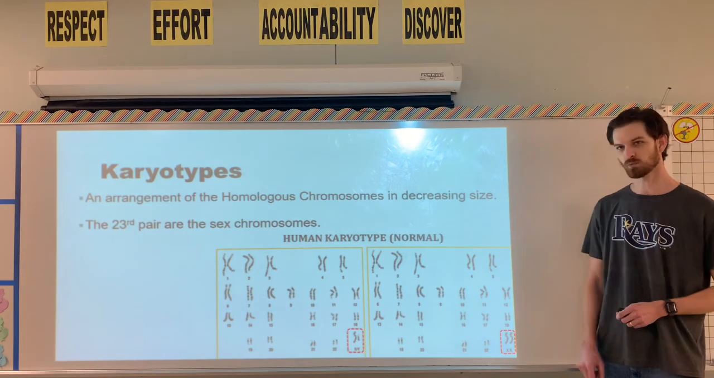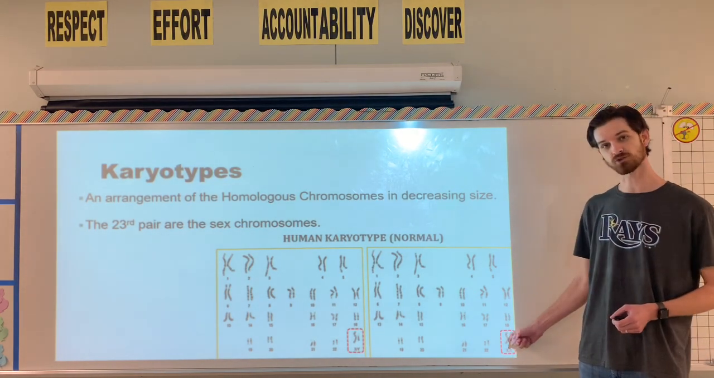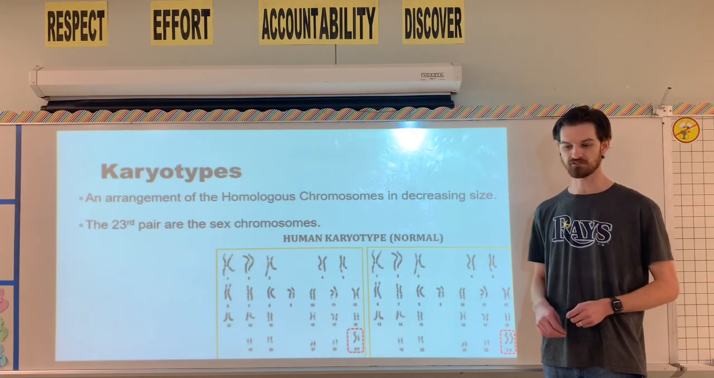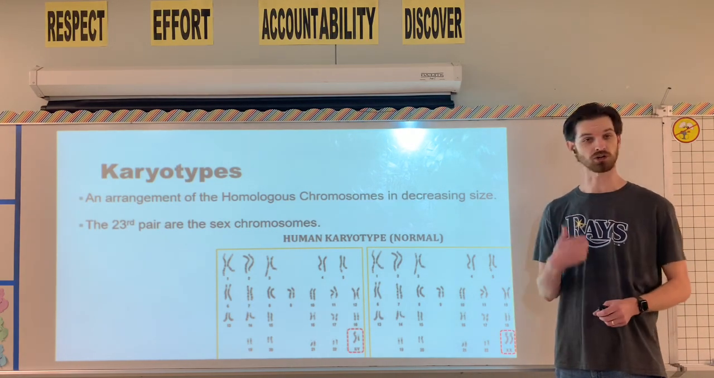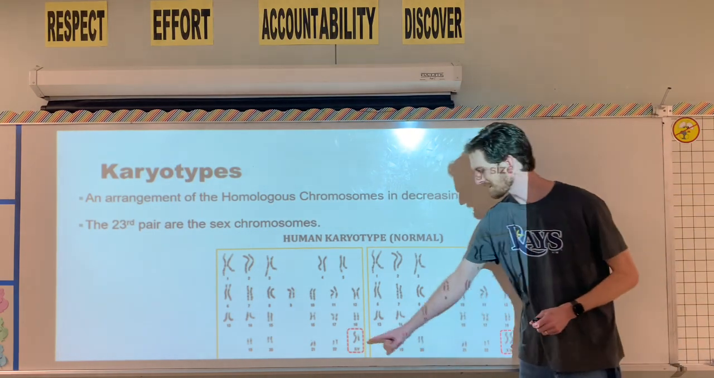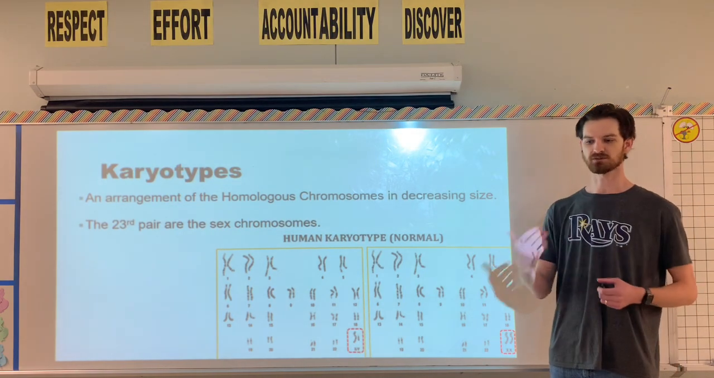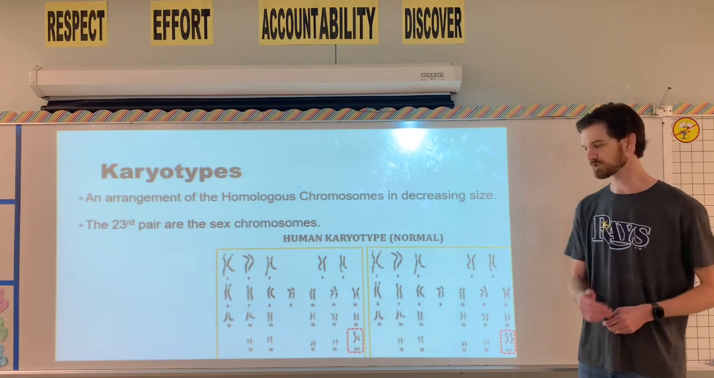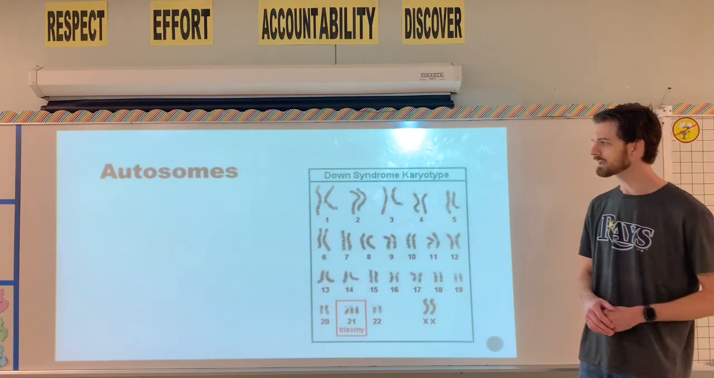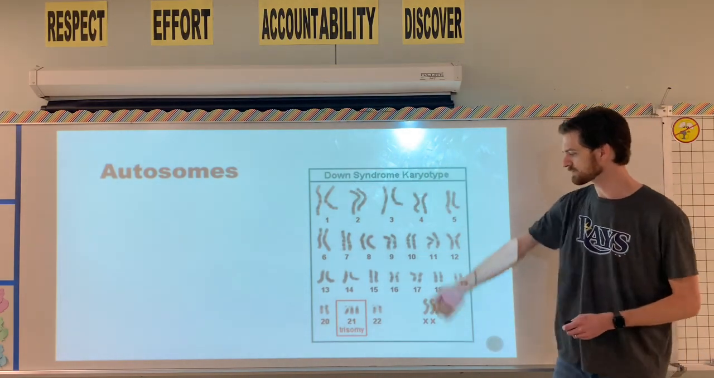That'll become important when we talk about inheritance and genetics, because there are specific traits on the X chromosome, and it's why males have a higher percentage chance of being bald or colorblind. Those genes are on the X chromosome, and males only have 1 of those to work with. So there's a higher chance that they might actually have a recessive trait, which we'll talk about in the future.